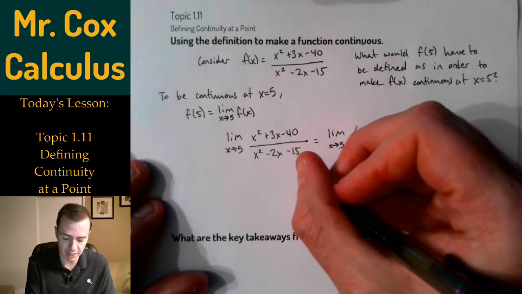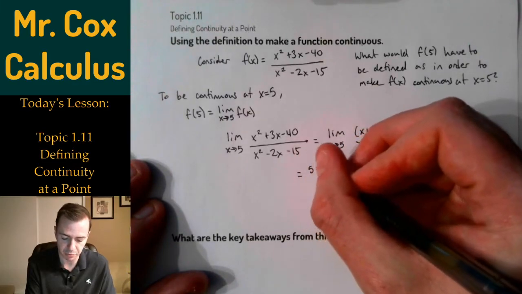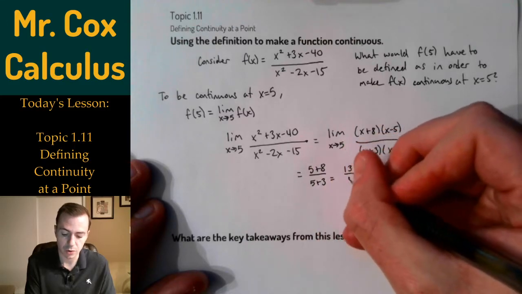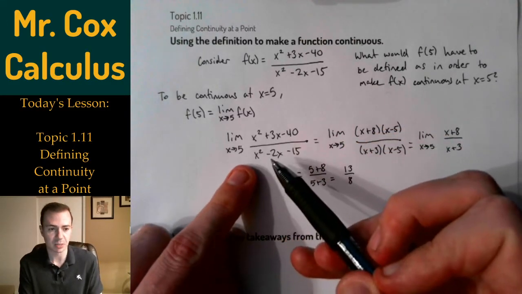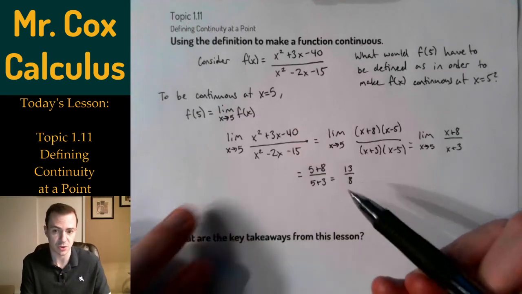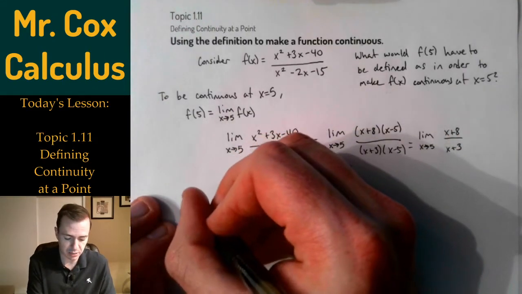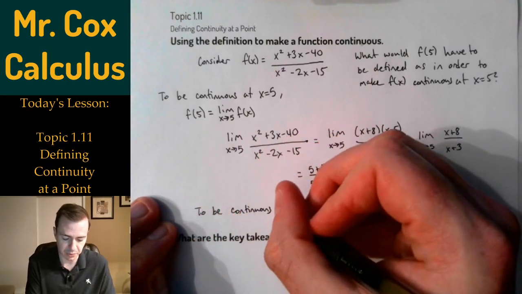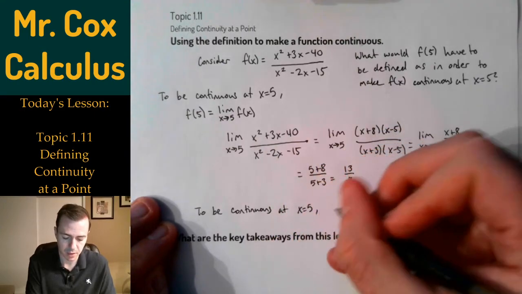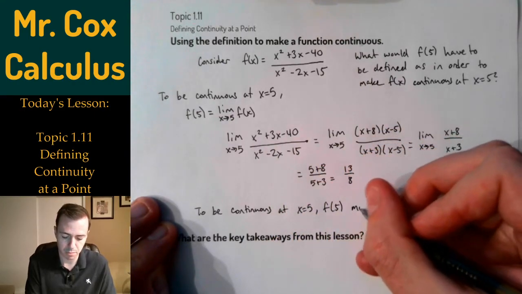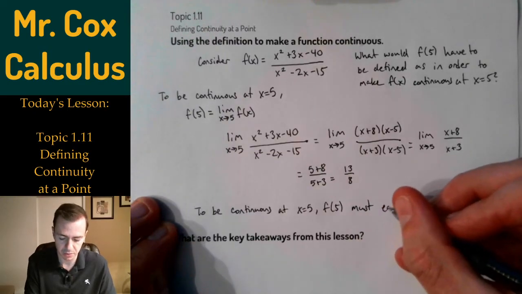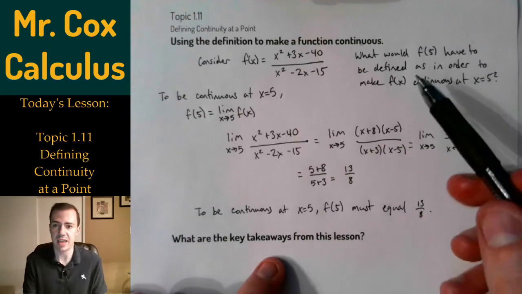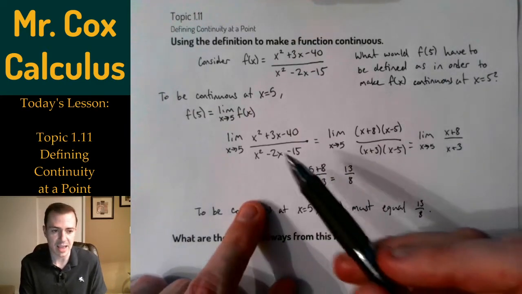Which we can now try direct substitution on, and say that's 5 plus 8 over 5 plus 3, which is 13 over 8. So because the limit as x approaches 5 of the function is equal to 13 over 8, then in order to be continuous at x equals 5, f of 5 must equal that same value, 13 over 8.